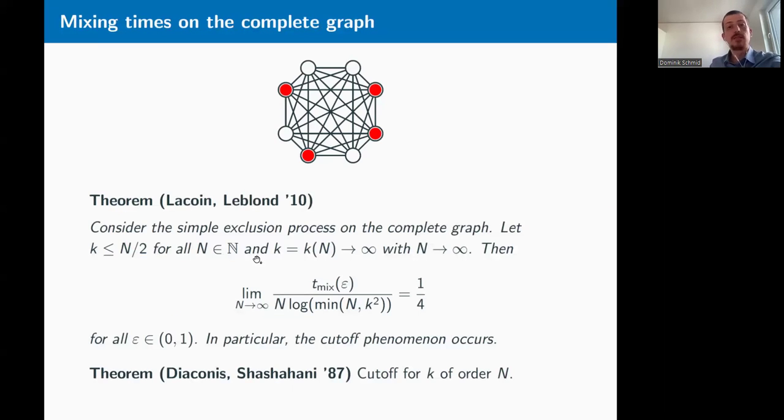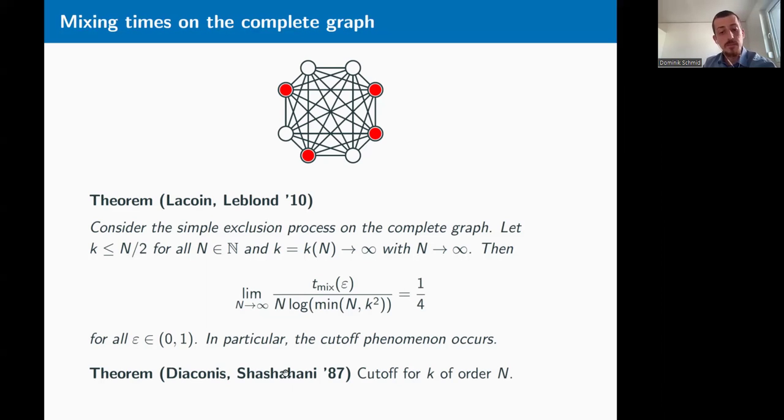In the case of the symmetric simple exclusion process on the complete graph, under the assumption that k is less than or equal to n over 2, the mixing time was studied by Lacoin and Leblond already in 2010. The result says that the mixing time is of order n log of the minimum of n and k squared, and the constant up front is just a quarter.